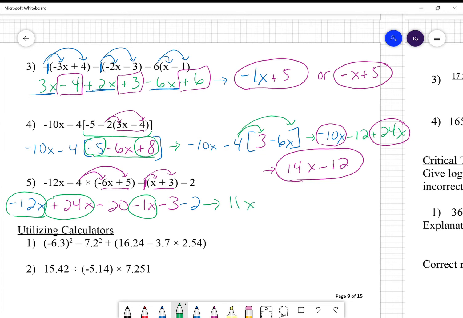And my other like terms are negative 20, negative 3, and negative 2, which combine to give me a negative 25. These are not like terms. They cannot be combined. That is my answer.